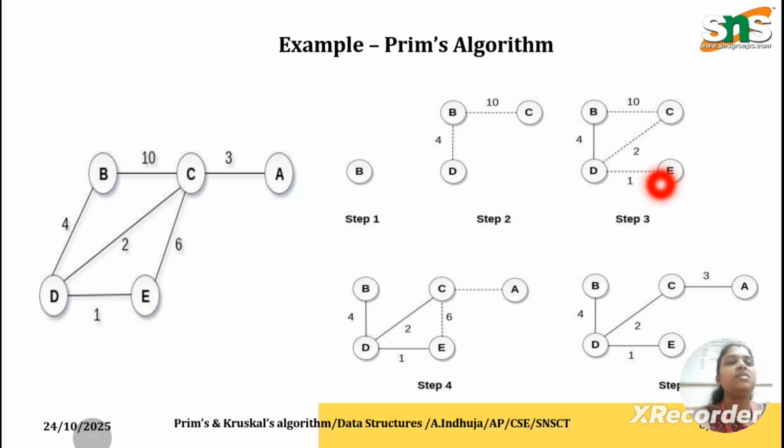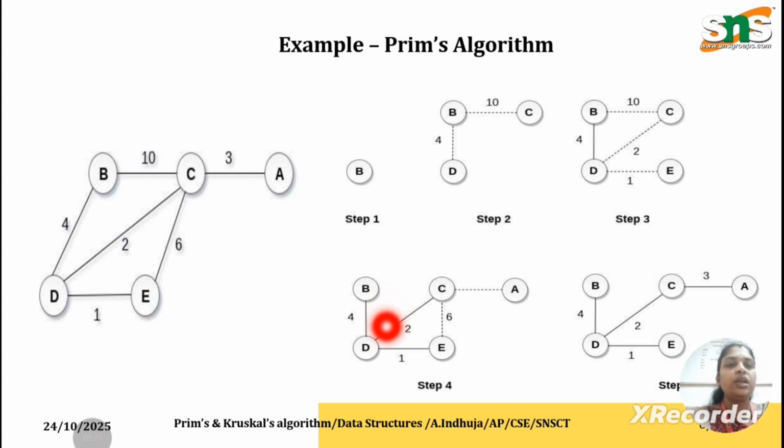So among these three, D to E is 1, D to C is 2 and B to C is 10. So among these three, which is least is D to E with edge weight 1. So this is confirmed and the remaining two will be in the remaining list.